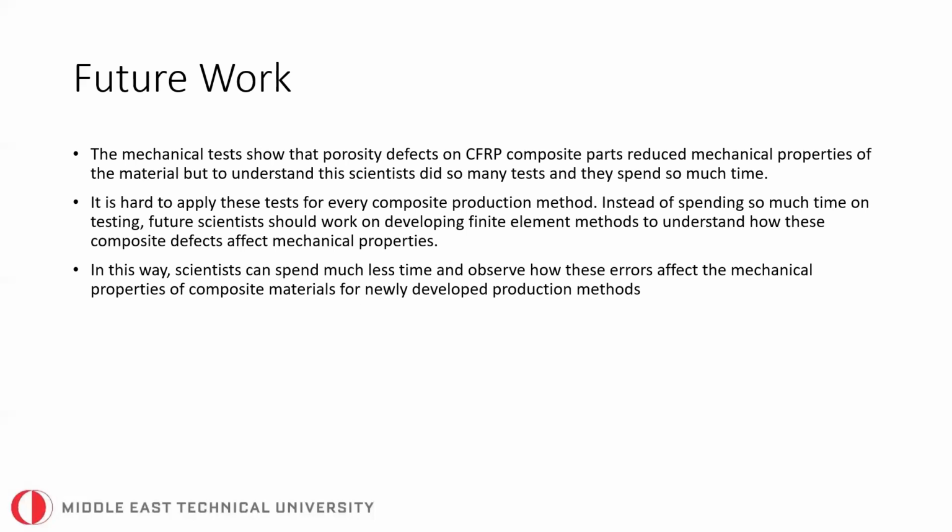But to understand this, scientists did so many tests and spent so much time. It's hard to apply these tests for every composite production method. Instead of spending so much time on testing, future scientists should work on developing finite element methods to understand how these composite defects affect mechanical properties. In this way, scientists can spend much less time and observe how these errors affect the mechanical properties of composite materials for newly developed production methods.